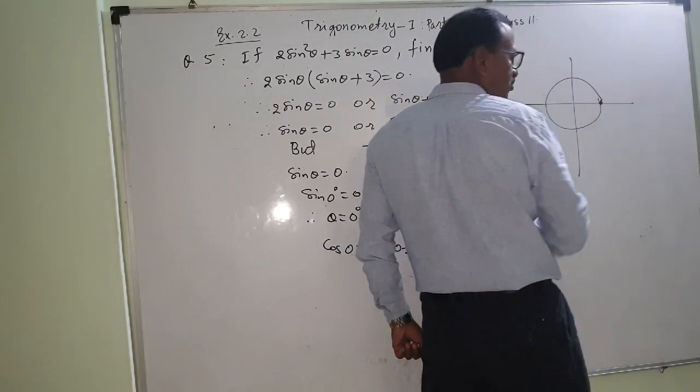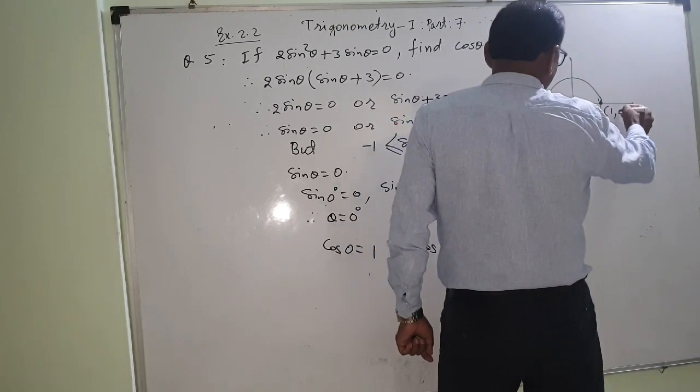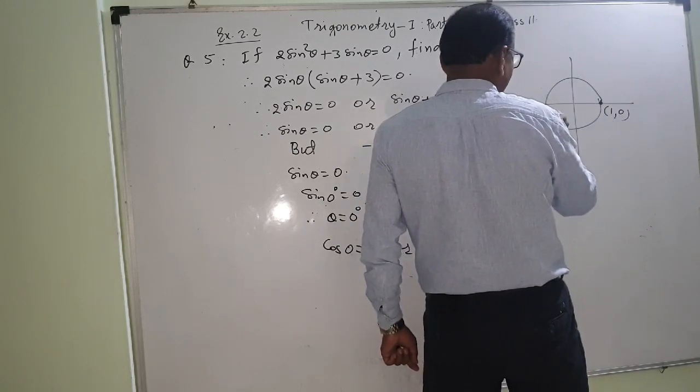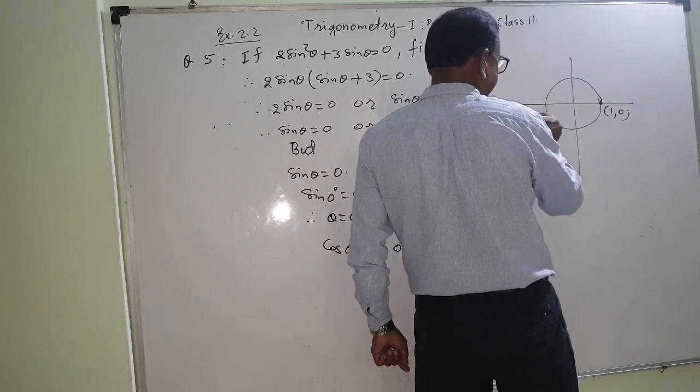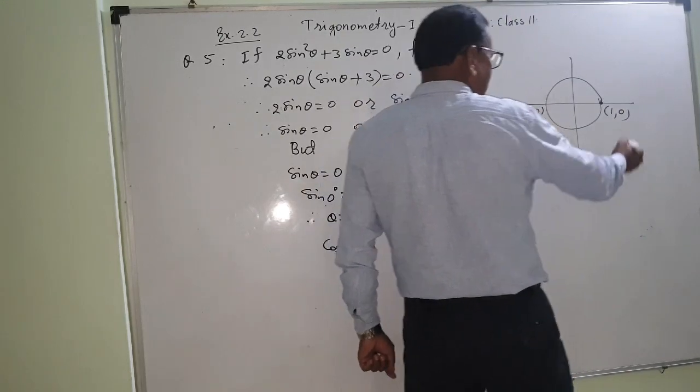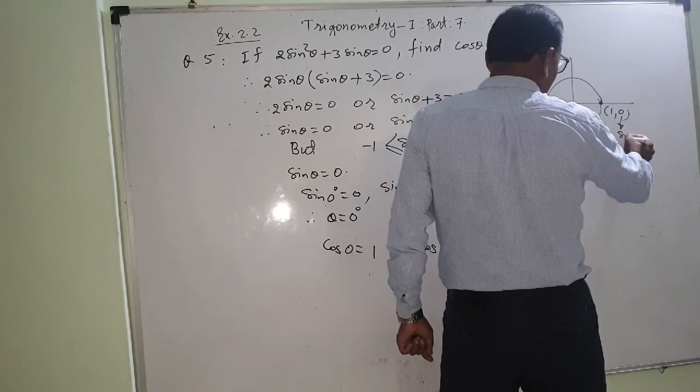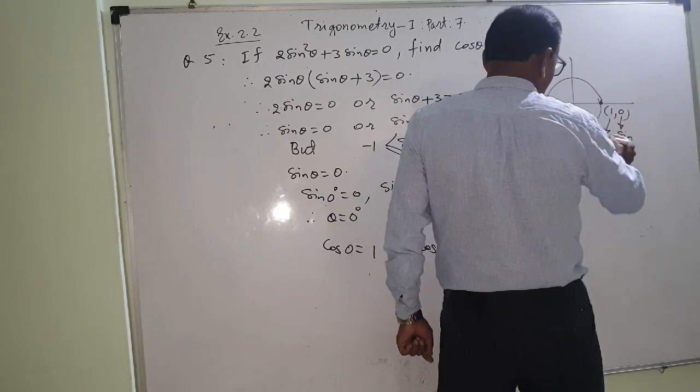This is the unit circle. The coordinates of these points are (1, 0) and here (0, -1). The y coordinate is called the sine and the x coordinate is called the cos.